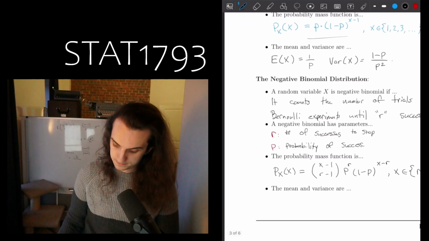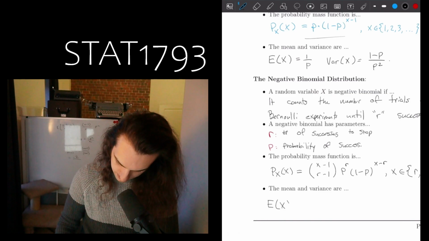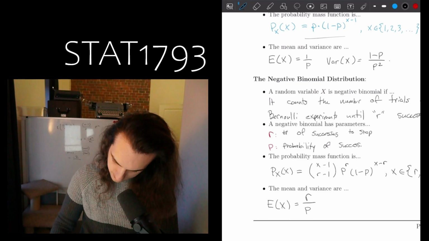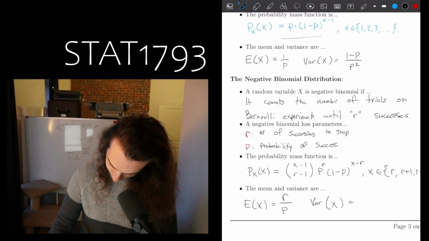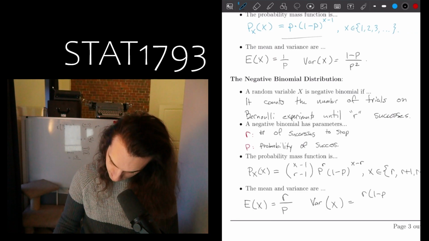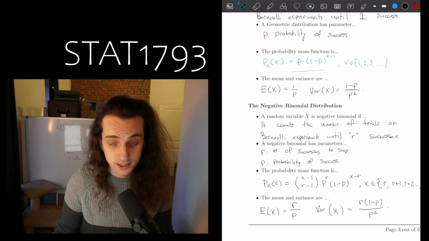The expected value and the variance are going to be quite similar to the geometric, right? So we're going to have r over p for the expected value, and for the variance, we're going to have r times 1 minus p over p squared. And so again, if you take r equals 1 here, then you get exactly back to the geometric.